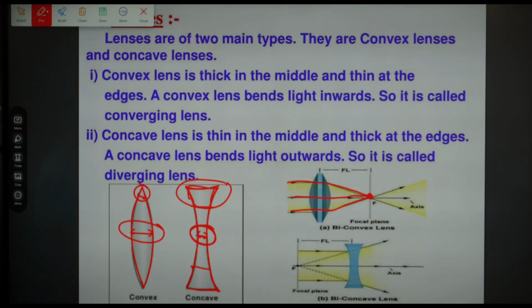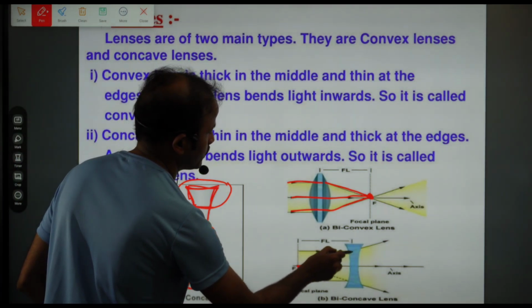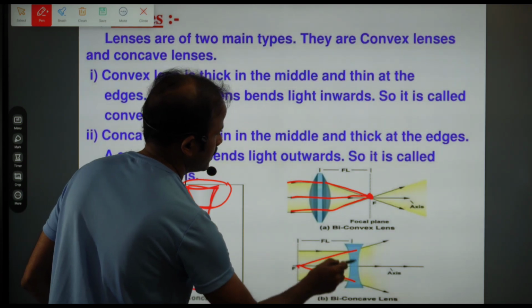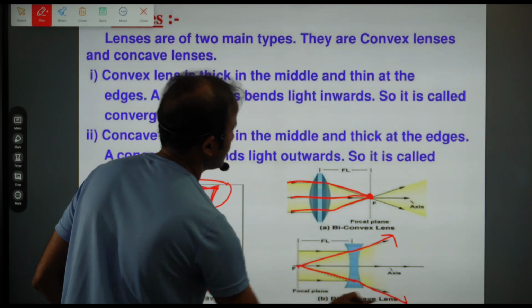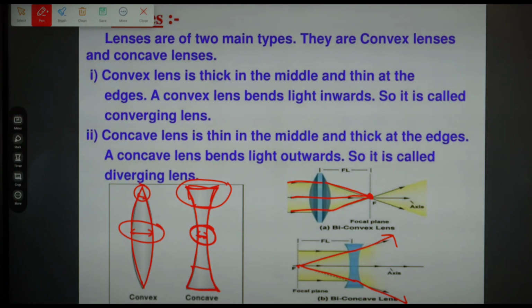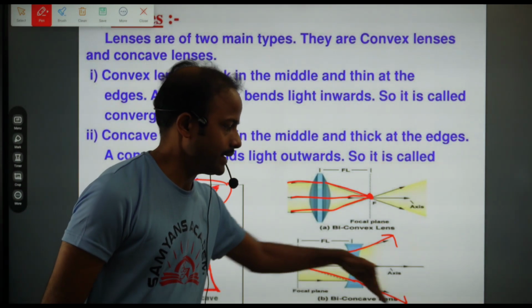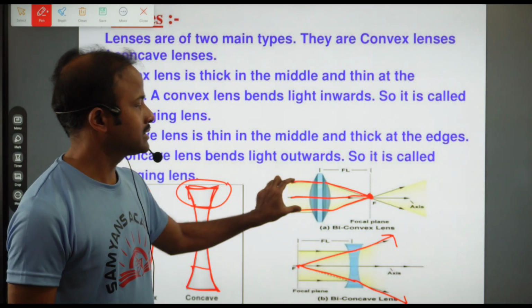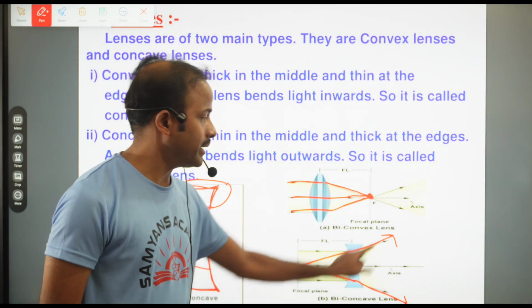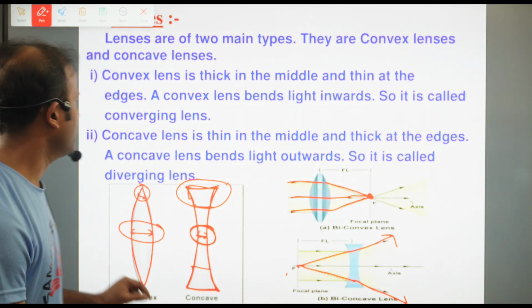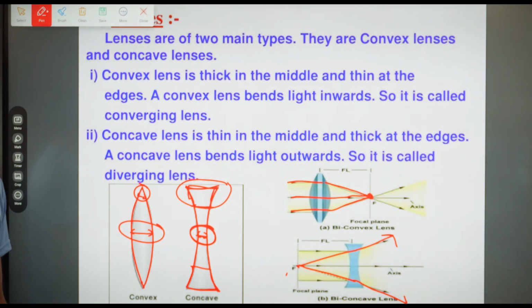Now when light passes through this concave lens, what will happen? You see, the light diverges, meaning it separates like this. So it bends in the outward direction. In the case of a convex lens, the light bends inward, but in the case of a concave lens, the light bends outward. A concave lens bends light outward, so it is called a diverging lens.